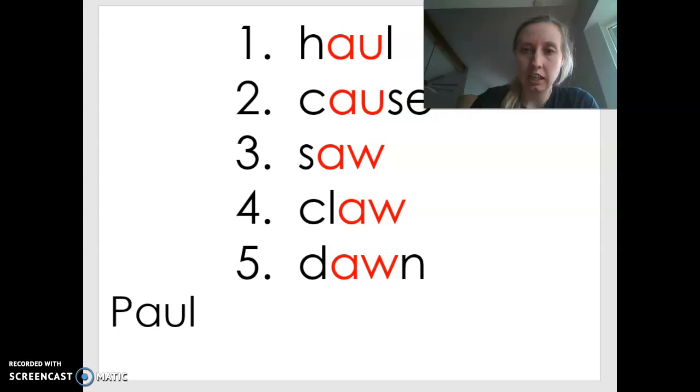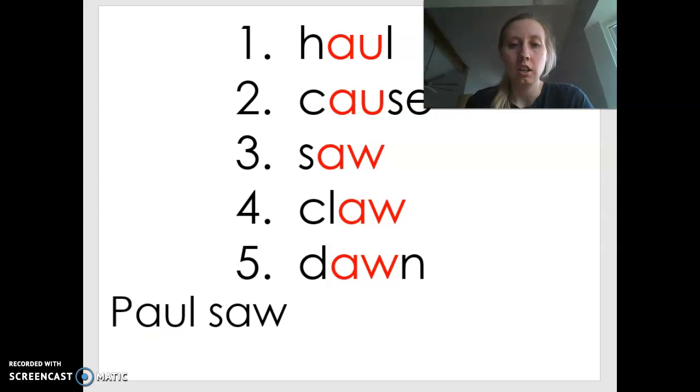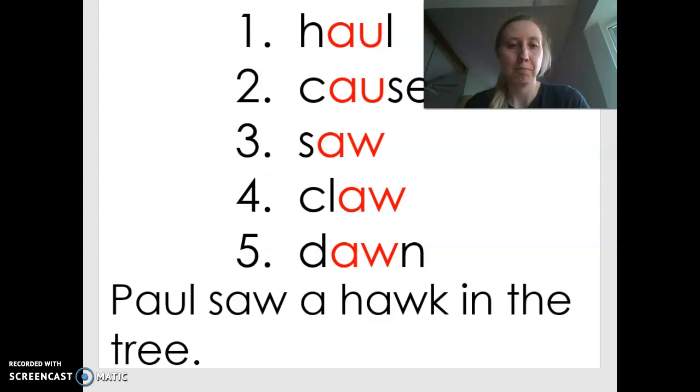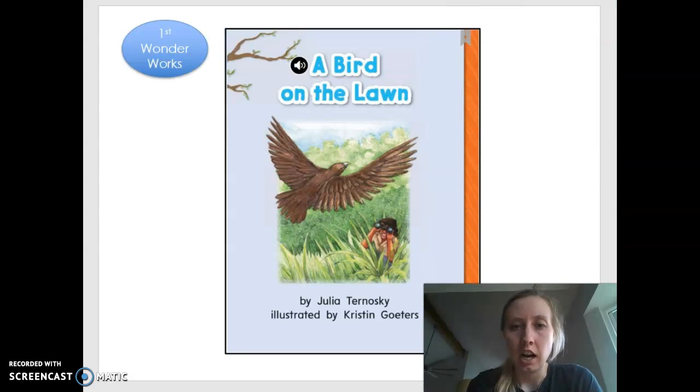Let's read a sentence again. So we did this last, just previously. So Paul saw a hawk in the tree. Okay, so here's a story. A bird on the lawn. So I will be marking the ah sounds and we'll read this together. So lawn has an ah.